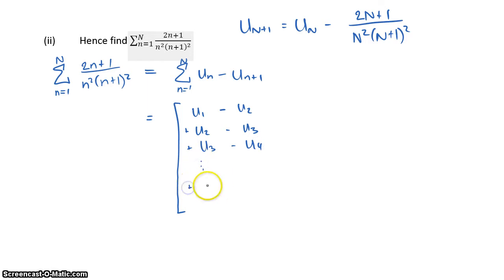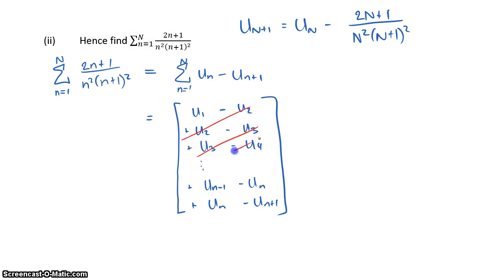What about the last two lines? I get un minus 1 minus un plus un minus un plus 1. So this is definitely method of differences. What cancels out? Well, you can see the u2's cancel, the u3's, then the u4's, and so on. Un minus 1 will cancel, un's cancel. I'm just left with these two terms.